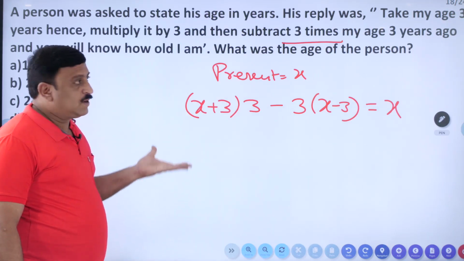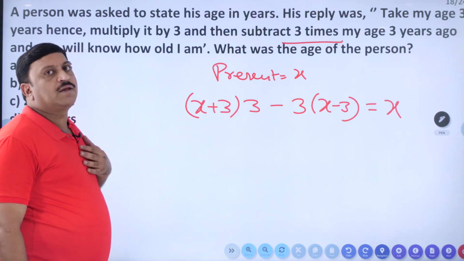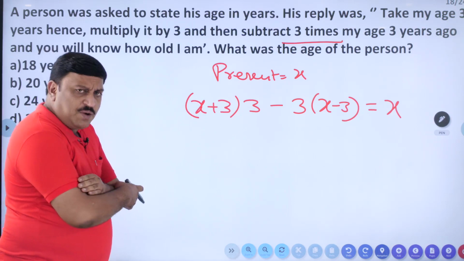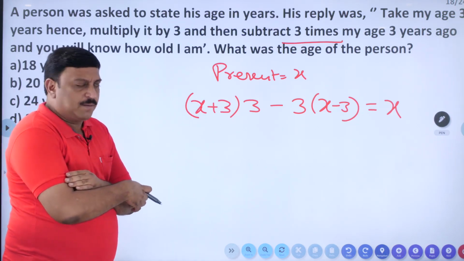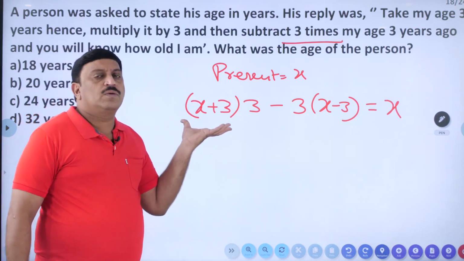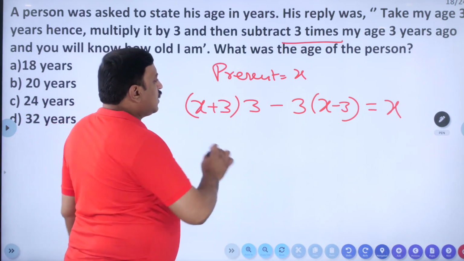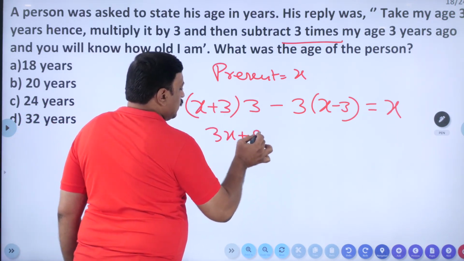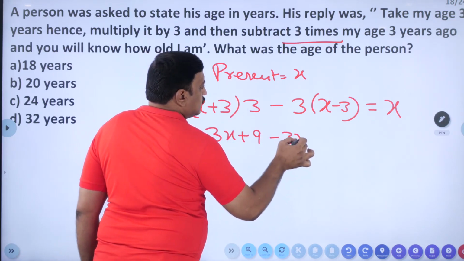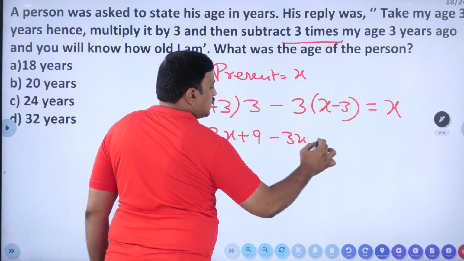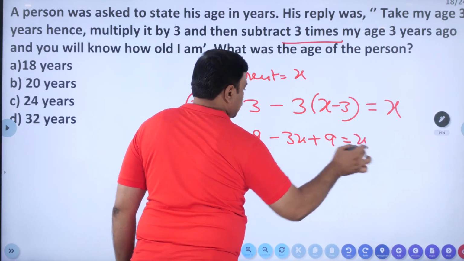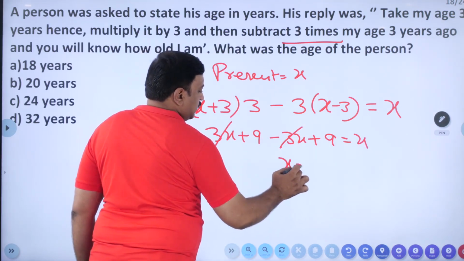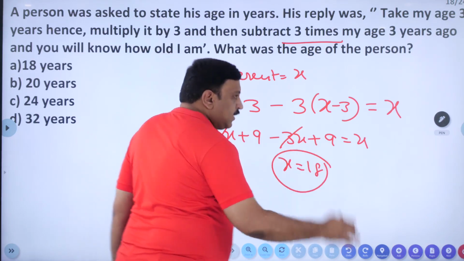That's all. We have to do this one just by taking this one only. We can't do it in a normal way. We can do, no problem, with options we can do, fine. But this is the way you have to write the equation, right? So now just see this one. It is 3x plus 9 minus 3x plus 9 is equal to x. 3x, this cancels. x is equal to 9 plus 9, that is 18. So your answer is 18.